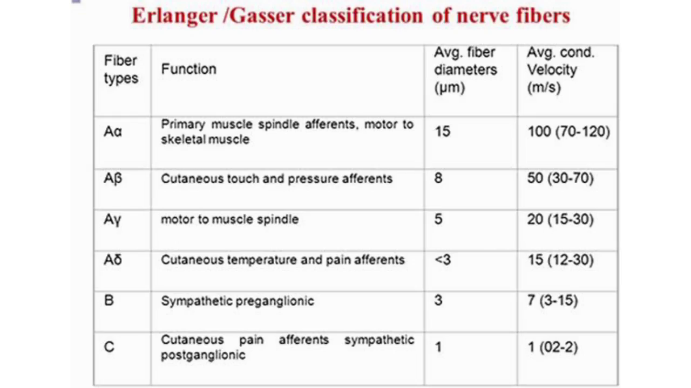Based on the diameter and the conduction of impulse, they are type A, B, C. This classification is called as Erlanger-Gasser classification. The type A fibers is further classified into alpha, beta, gamma and delta. This picture shows you the classification.